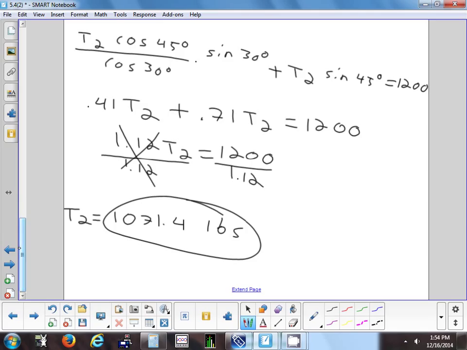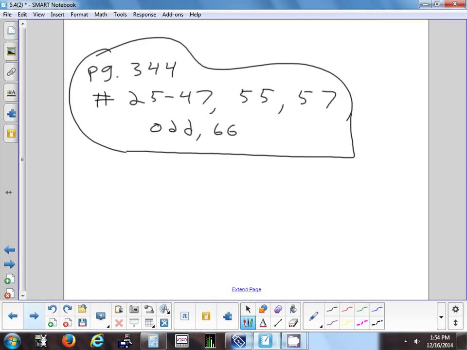Okay, so we'll go through another one of those tomorrow. But I think if you watch the steps again slowly, it'll make sense. Okay, so the homework is on page 344. It's 25 to 47 odd, 55, 57, and 66. Okay, so just odds on 25 to 47.